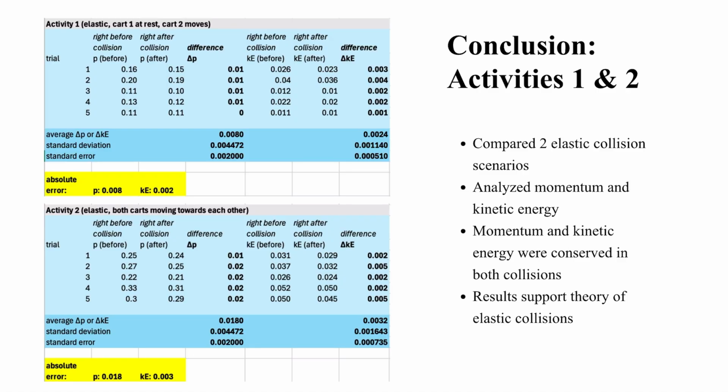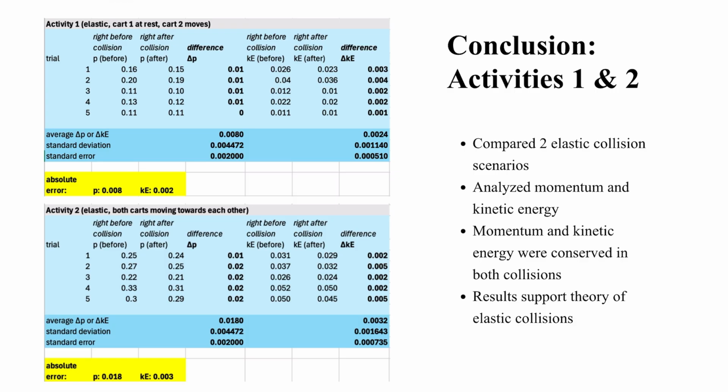In this lab, we compared elastic and inelastic collision scenarios by analyzing graphs of momentum and kinetic energy before and after collisions. From these graphs, we calculated the system's total momentum and kinetic energy before and after each collision. If either quantity is conserved, the expected change is zero, so the absolute error equals the average difference in momentum and kinetic energy. In activity 1, where cart 1 was initially at rest and cart 2 was moving, the average difference in momentum was 0.008 kilogram meters per second, and the average difference in kinetic energy was about 0.002 joules.